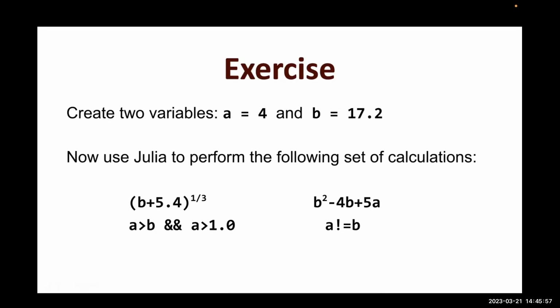So here we are doing two things. First, we define two variables, a and b. That's good. A and b could be any numbers, and 4 and 17.2 are just arbitrary numbers. And below, we are already working on some mathematical expressions.